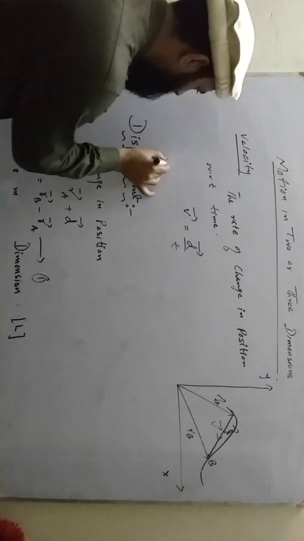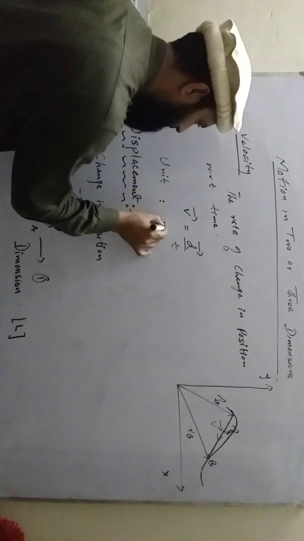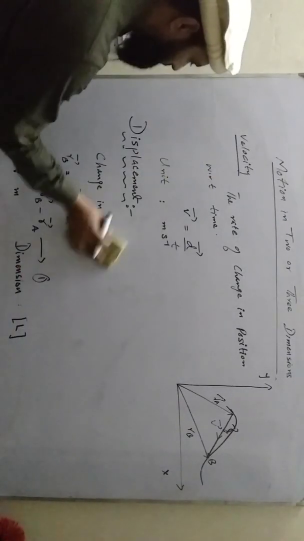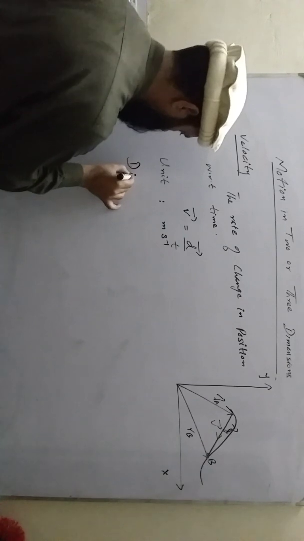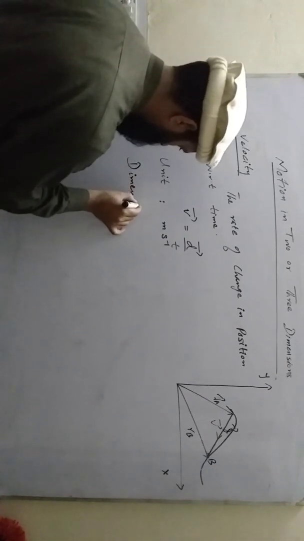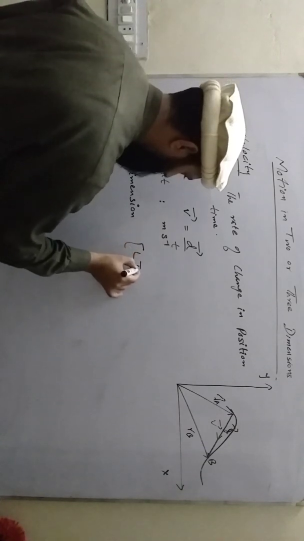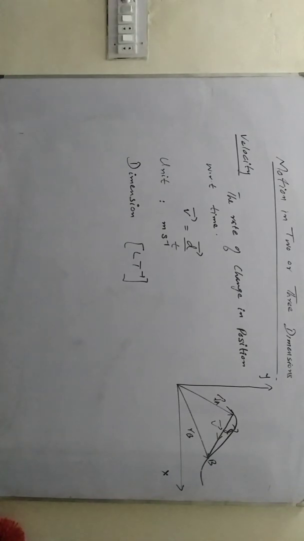Unit of velocity is meter per second, and its dimension is length per time.